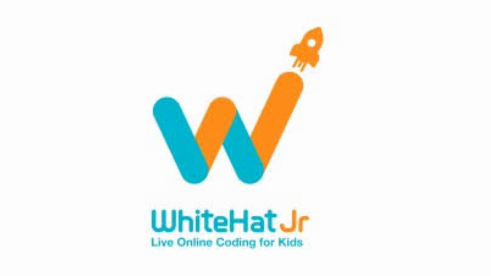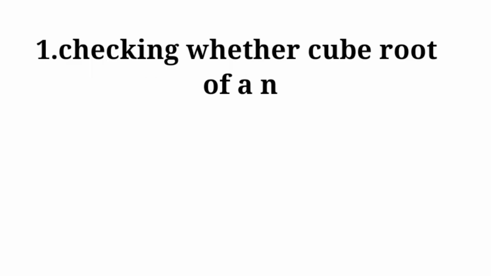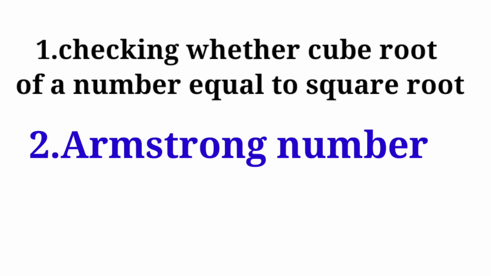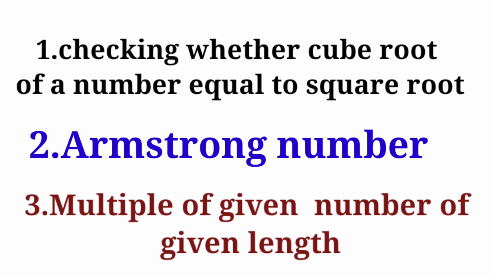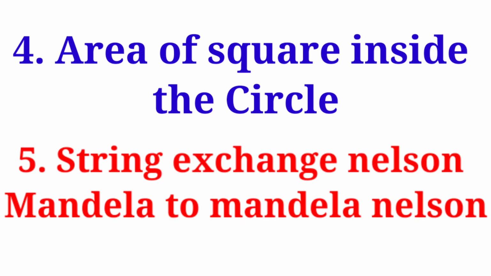So in that coding test, they are giving the familiar 5 questions. One is whether the square root number is equal to the cube root, and the Armstrong number, and a given multiplication, multiplication of length, and the square inside the circle question, and yeah, the swapping of the string Nelson Mandela to Mandela Nelson.